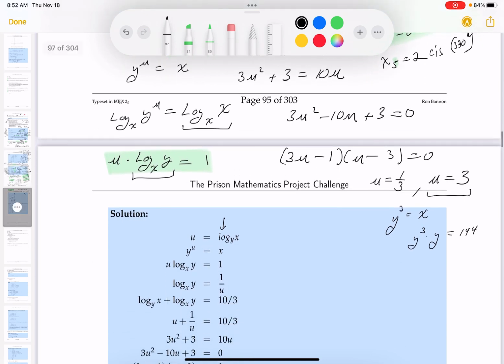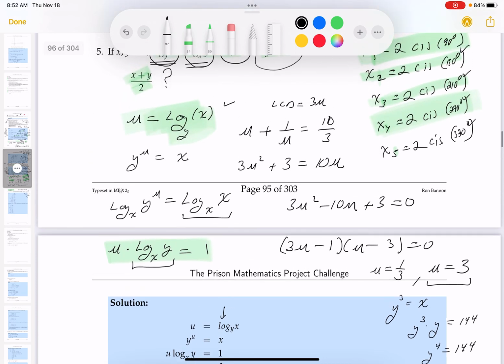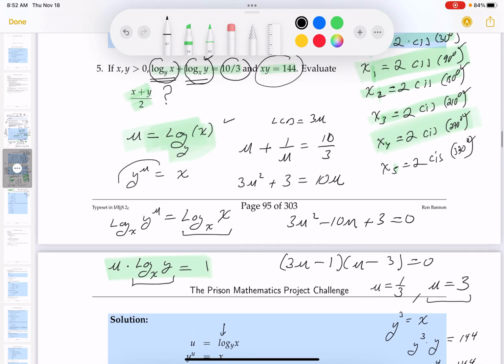Well, let's see what happens over here. And what would you get? You would get y to the 4th power equals 144. And let's see what that would give me. Make sure I didn't make any mistakes over here. So I did this here, right?